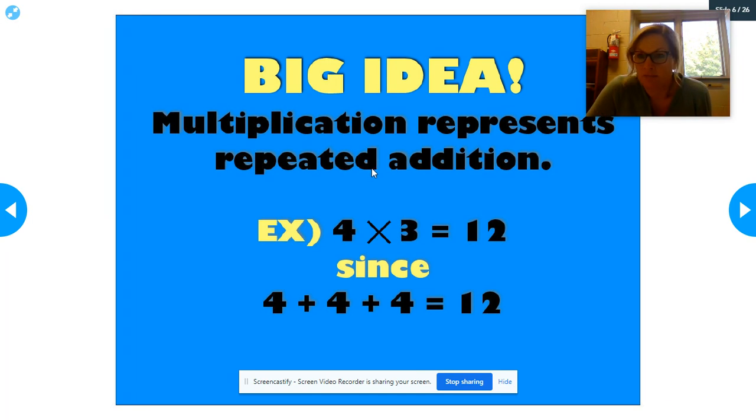Then it's going to go over here and it's showing you that the big idea is that multiplication is repeating, like repetition. So 4 times 3 is 12 because 4 plus 4 plus 4 is 12. 4 times 2 is 8 because 4 plus 4 is 8. It's the first number however many times.